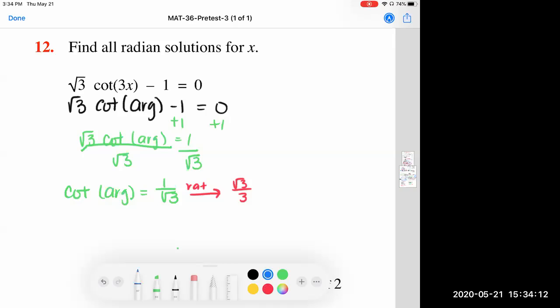So we have arg is equal, and I want all radian solutions. So we have a plus 2 pi, right? All right, so arg would be equal to square root of 3 over 3 for cotangent. We said that is 60 degrees. 60 degrees is pi over 3.